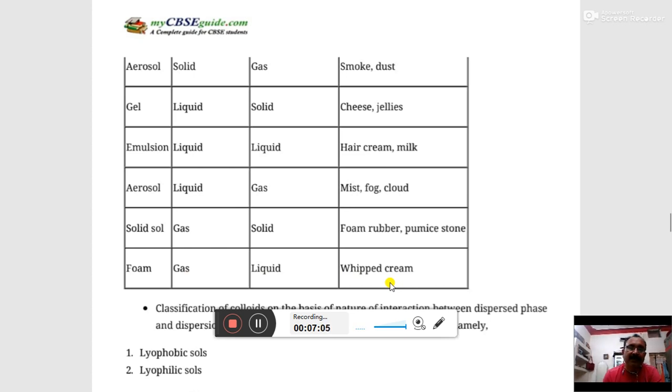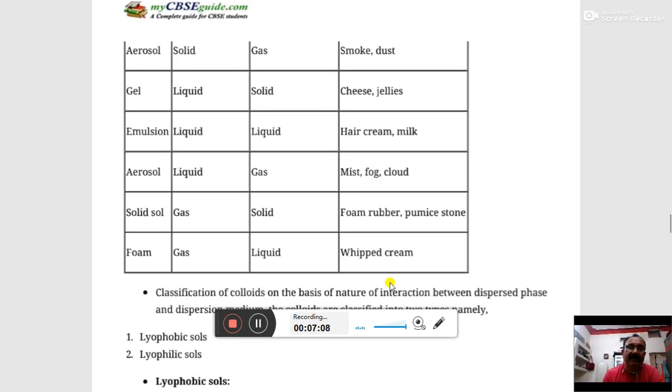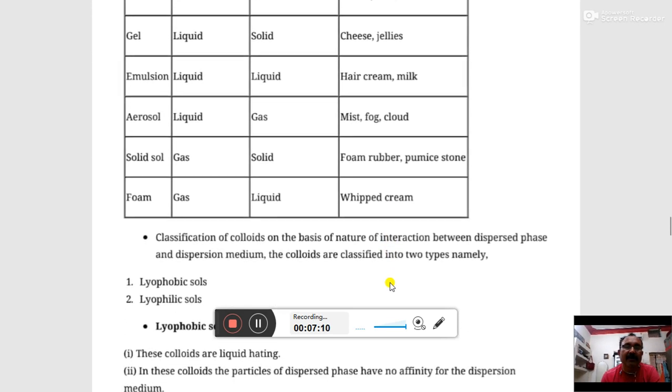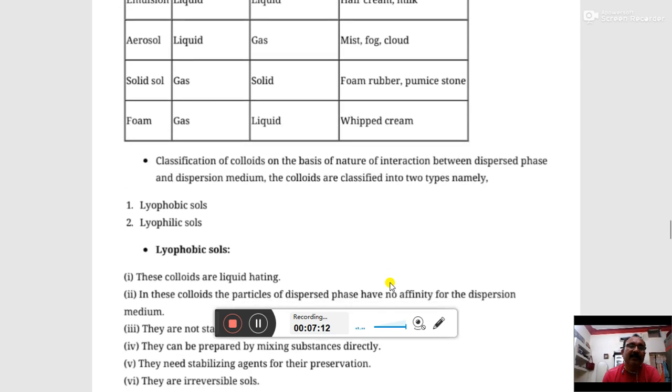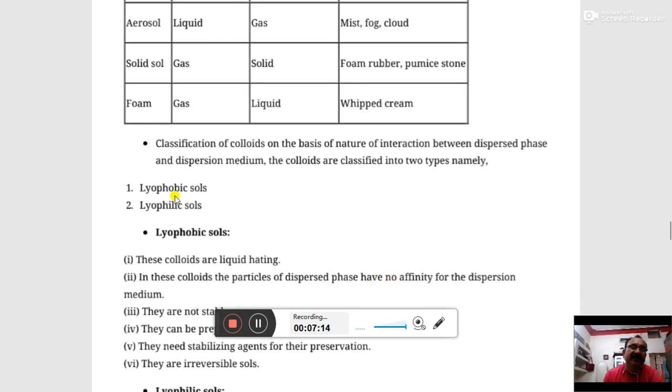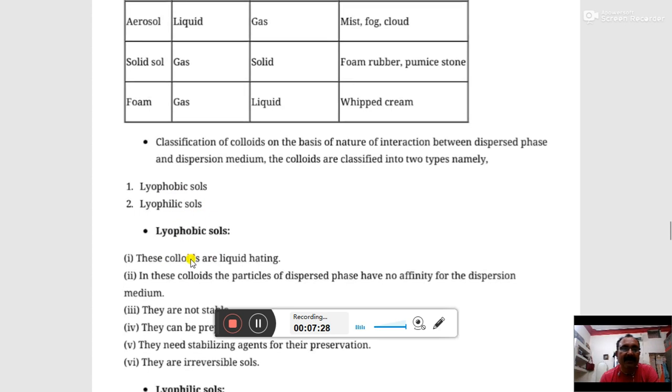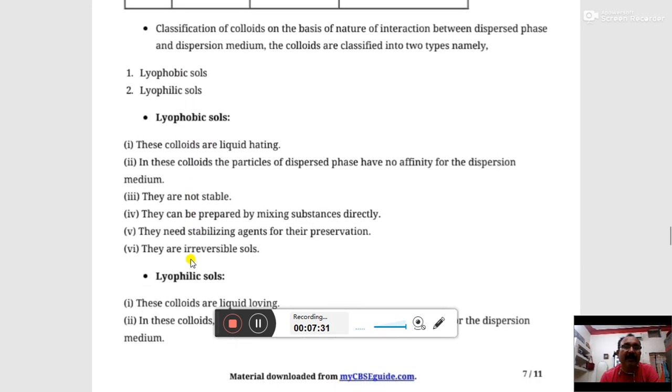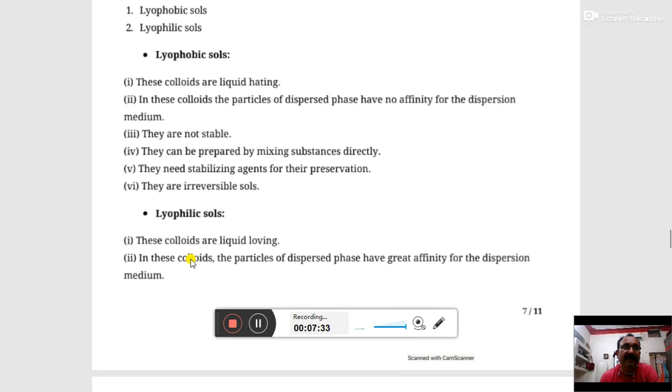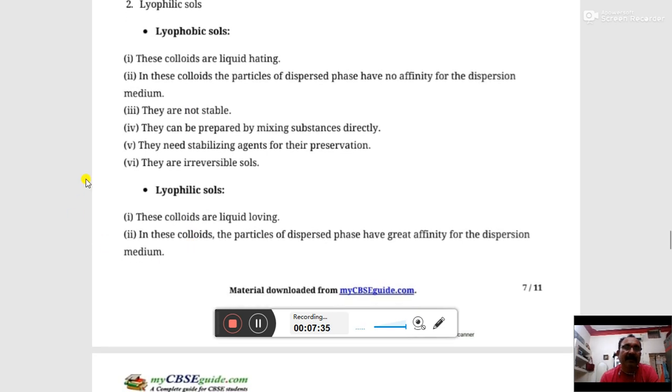Next, we classify the solution into two types according to attraction force, that is called lyophilic and lyophobic. Lyophilic is the solvent-loving solution, and lyophobic is the solvent-hating solution. So here we have first the lyophobic. Lyophobic means solvent-hating solution. These colloids are liquid-hating solutions.